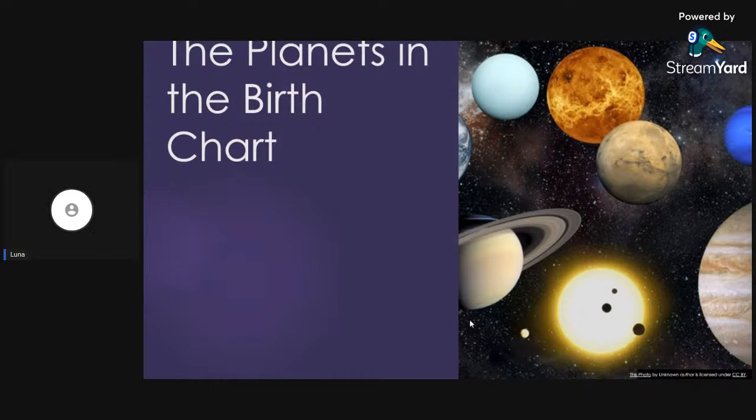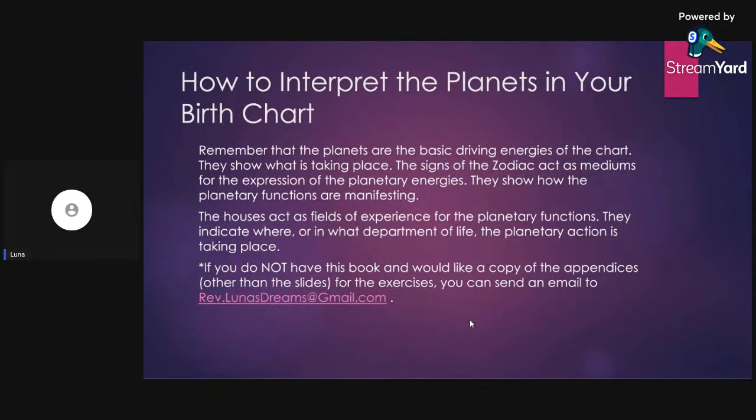Remember that the planets are the basic driving energies of the chart. They show what is taking place. The signs of the zodiac act as mediums for the expression of the planetary energies. They show how the planetary functions are manifesting. The houses, on the other hand, act as fields of experience for the planetary functions. They indicate where, or in what department of life, the planetary action is taking place.